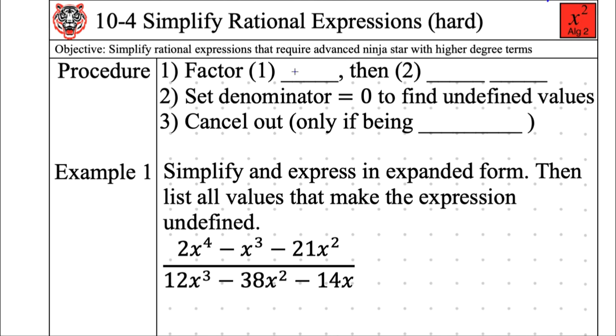Step 1 is to factor out the greatest common factor, like always. And for every single one of the problems in the homework, the numerator and denominator will always have a greatest common factor other than 1, at least as far as I've seen. I guess the homework for tomorrow, right? And then step 2 is ninja star.